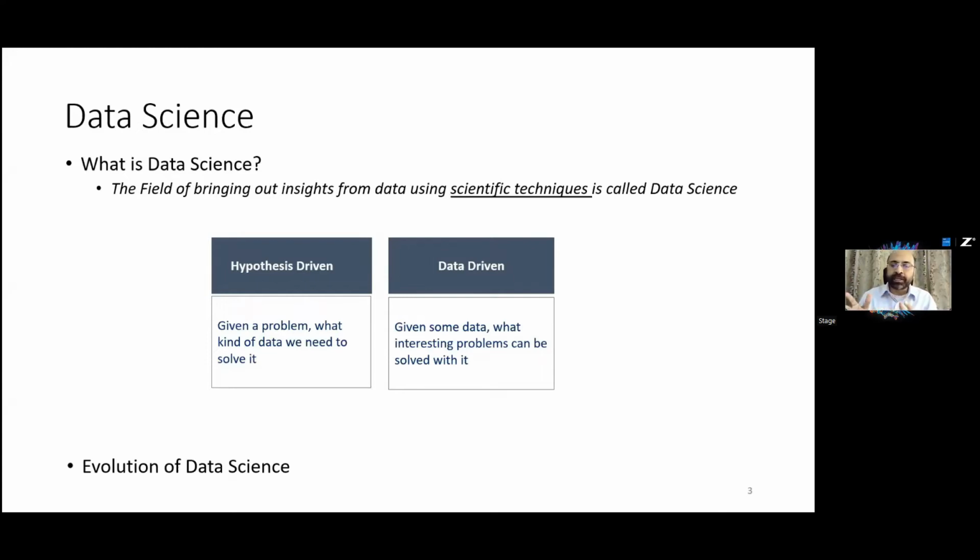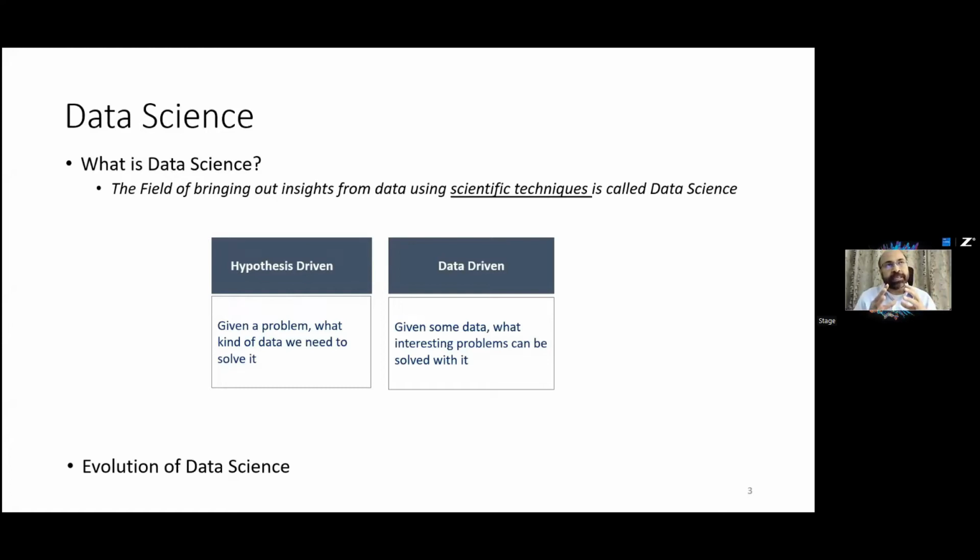We have more unstructured data. We have social media data. We have much more computing power to analyze that data, which means our ability to generate insights out of that data has become much, much more than probably it was 20 years back, right?